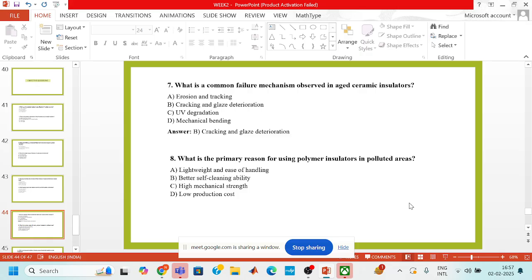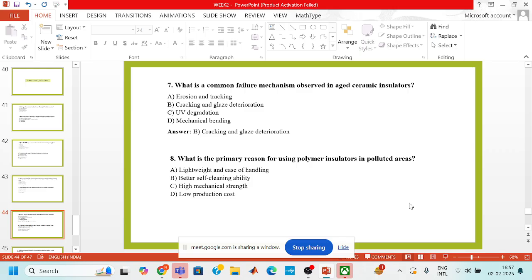So the next question is, what is a common failure mechanism observed in aged ceramic insulators? Okay, it's cracking and glaze deterioration. It is a common failure mechanism which is observed in aged ceramic insulators.